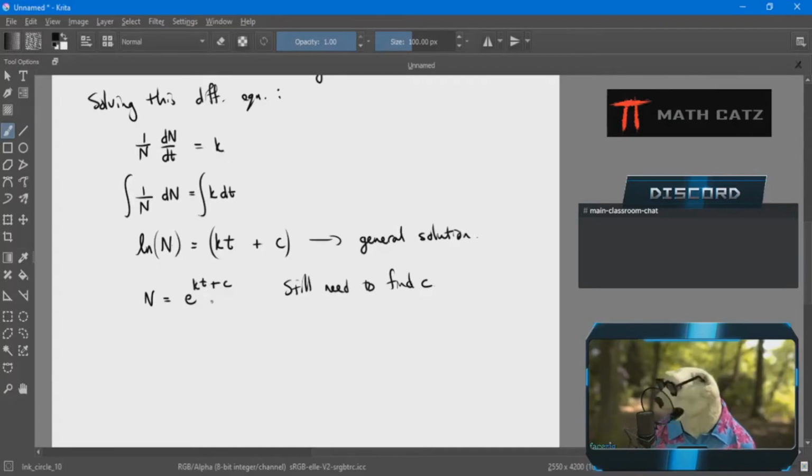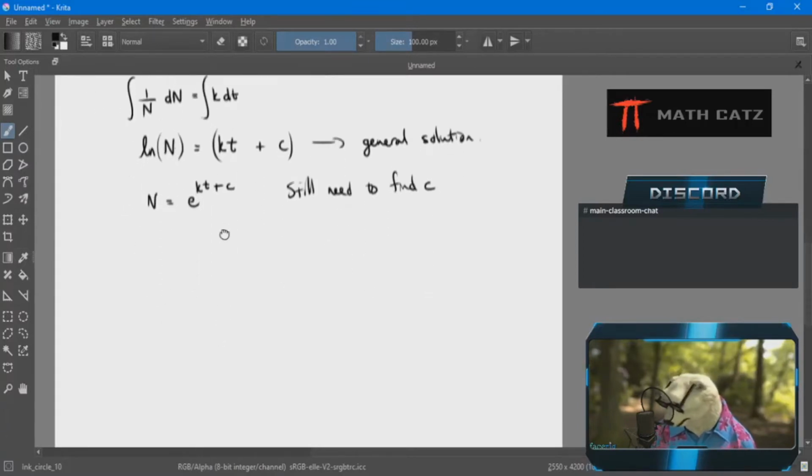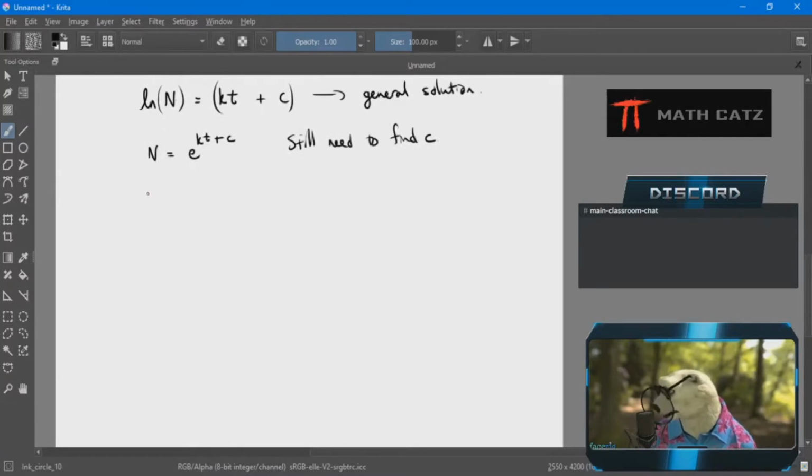But before I do that, it turns out that I can make this look a little nicer to have this integration constant be connected to something that has immediate meaning. If I calculate the value of this C, its value isn't obvious where it comes from. But if I rewrite this a little bit, it's going to look much nicer. So what we're going to do is write this as e to the c times e to the kt.